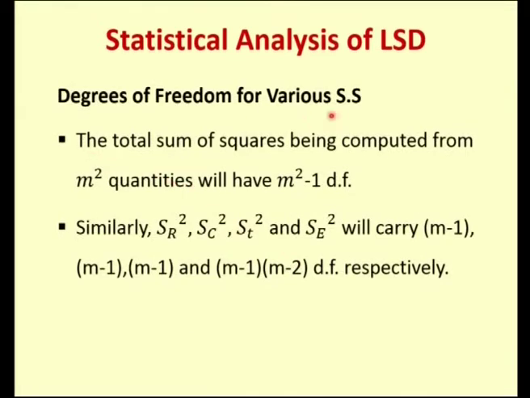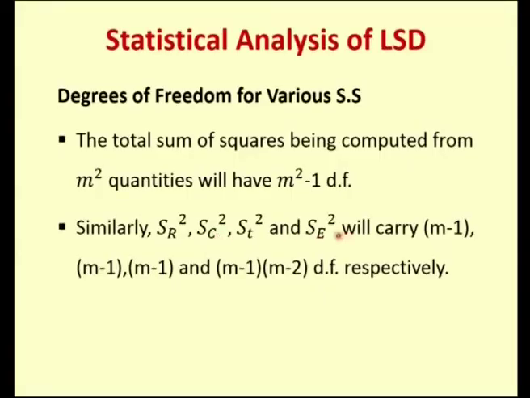The degrees of freedom for various sums of squares are obtained as follows. For the total sum of squares we will have m squared minus 1 degrees of freedom, as we have m squared plots or observations. Similarly, the row sum of squares, column sum of squares and treatment sum of squares will carry m minus 1 degrees of freedom each, and the error sum of squares will have (m minus 1) into (m minus 2) degrees of freedom. This is because the number of treatments is equal to the number of rows, which is equal to the number of columns. These three will have the same degrees of freedom, that is m minus 1.